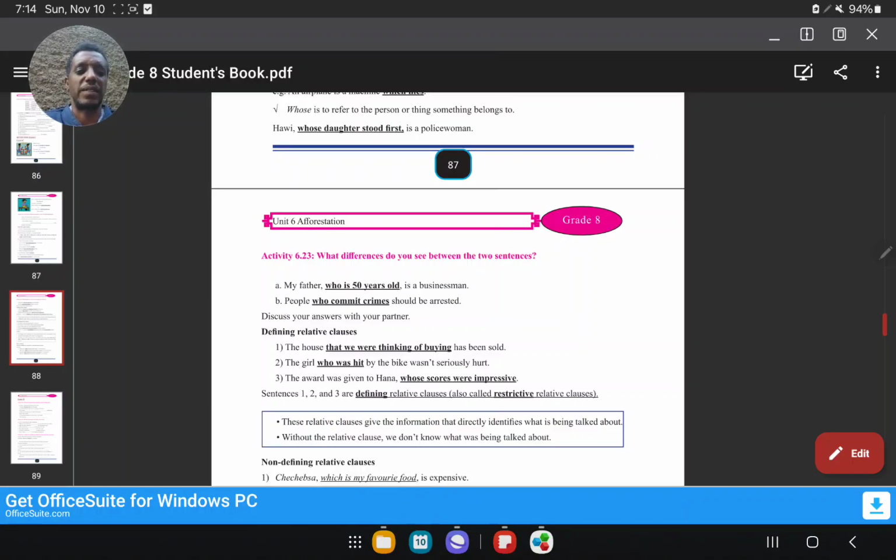እስኪ ይህንን እንመልከተው። ባጭሩ ለእናንተ እንዲገባችሁ defining relative clause has no comma to separate the clause. defining የምንላቸው ኮማ የላቸውም። ለምሳሌ በማየት ብቻ እንድትረዱት A and B ብትመለከቱ my father who is 50 years old is a businessman. This is non-defining. ክሎዞች በሁለት ይከፈላሉ defining and non-defining. You can write here defining and non-defining.